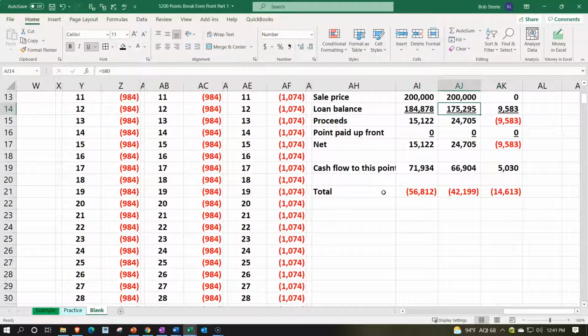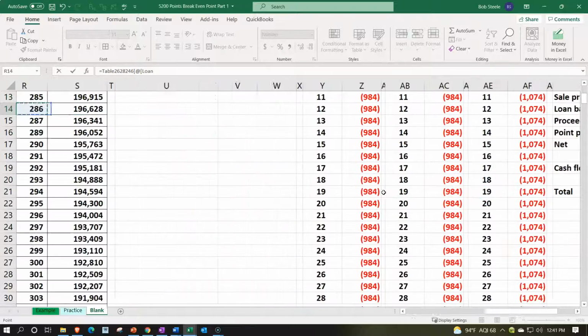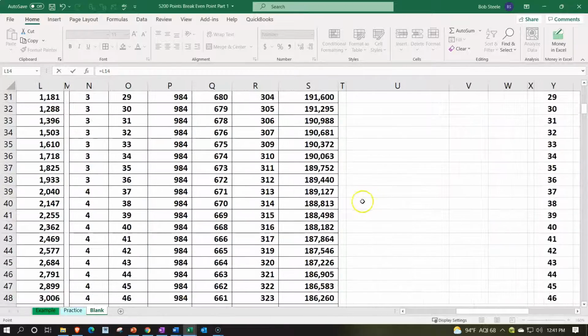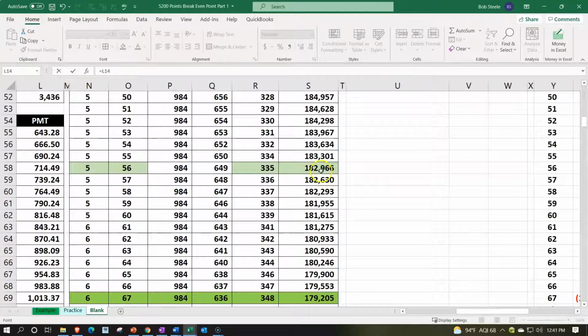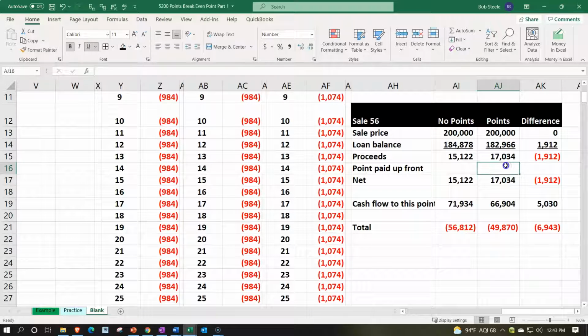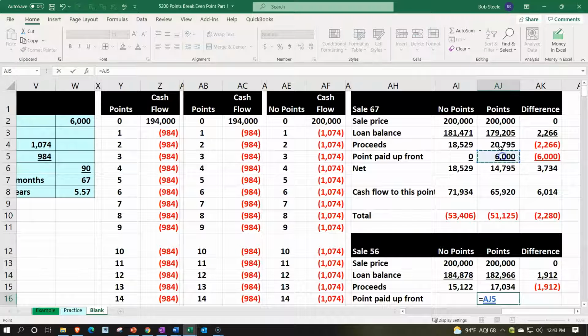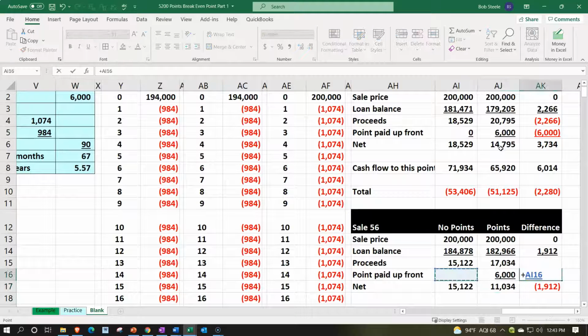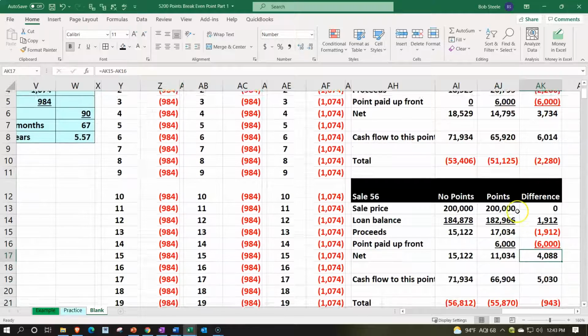And then we've got the loan balance here for with the points, which is going to be now here. So there's the difference in the loan balances, the amounts that we paid for points. We paid the same 6,000 that we paid on the points here, subtracting that out, and we didn't pay anything on the no points one.